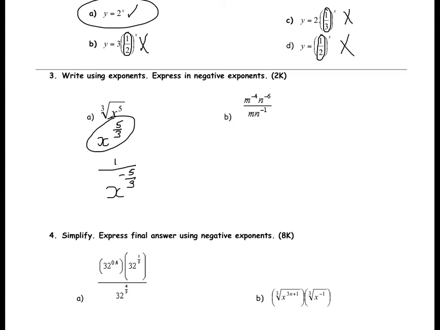The next one is m exponent negative 4 n exponent negative 6 divided by m n exponent negative 1. The first thing, I'm going to simplify this one. Since the base is the same, I'm going to subtract the exponents, so it's negative 4 minus 1, and n exponent negative 6 minus 1. This becomes m exponent negative 4 minus 1 is negative 5, n exponent negative 6 minus negative 1, so negative 6 plus 1 is negative 5. Since this is already in a negative exponent, I'm not going to change anything.